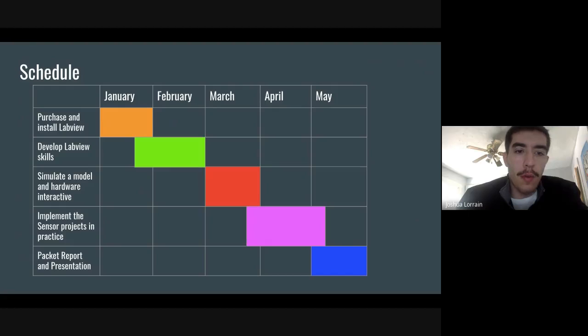Simulate a model and hardware interaction, that was March. Just took about most of March. The implementing of the sensor projects in practice, that was probably the most stretch of time, going from March into May. And the packet report and presentation, which is basically where we're at now, just this month, May.